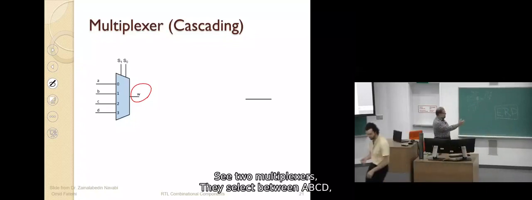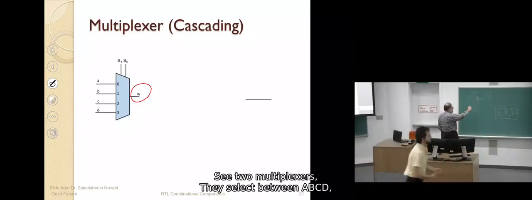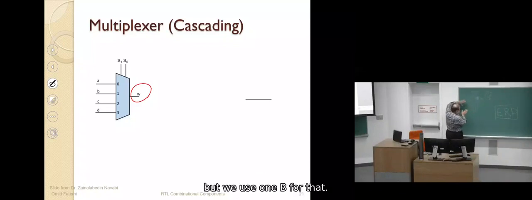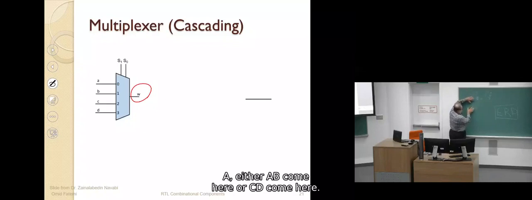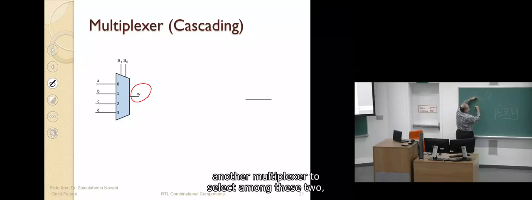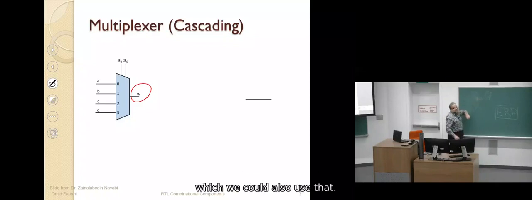So you see two multiplexers. They select between A, B, C, D, but we use one bit for that. Either A, B come here or C, D come here, but we have to use another multiplexer to select among these two, which we could also use that. Okay? Clear?